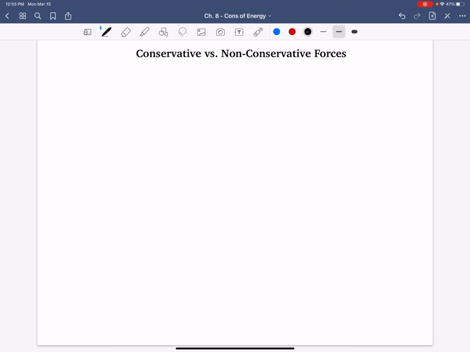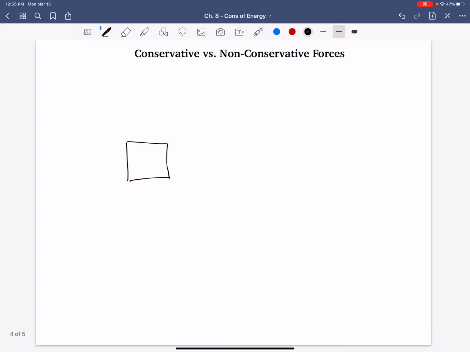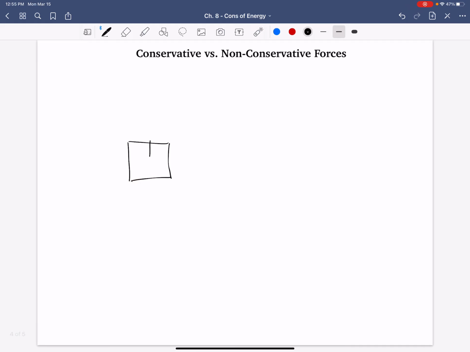Assume, for example, we want to pick up a box. If I were to draw some box, and then we were to pick it up, let's say we put our hand underneath here, and then we pick it up, we force it up. So we apply a force upwards. So we apply some force F, at some magnitude, whatever it is.